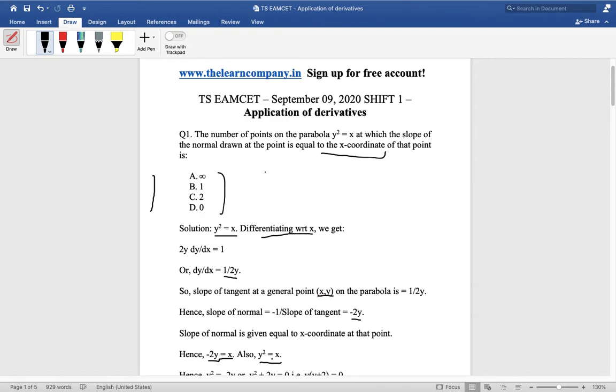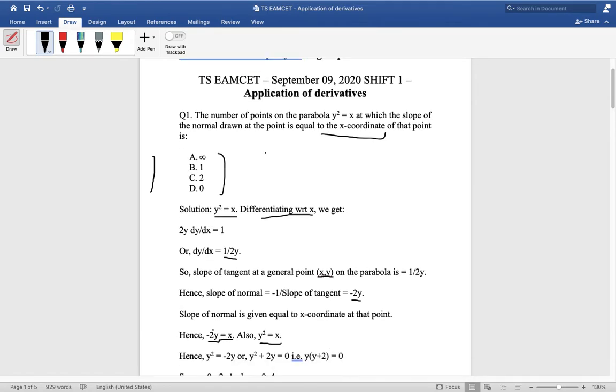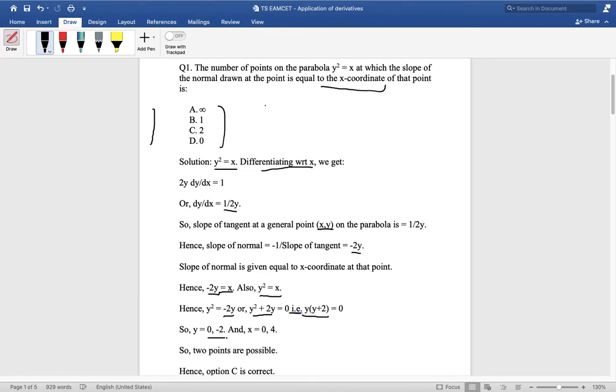So now two equations and two variables. So what will I do? I will just put x equals -2y in this one. So y square equals -2y. You bring this term over here, you will get y square plus 2y is equal to 0. Take y common, you will get y into y plus 2 is 0. So y is equal to either 0 or y plus 2 is equal to 0, that is y equals -2. So 0 or -2 are the 2 values.